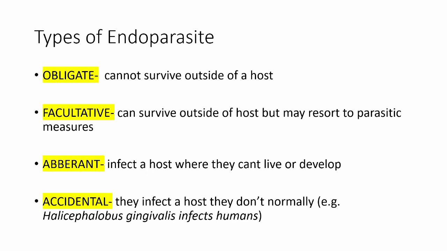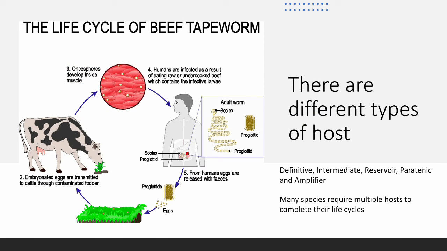Just as there are different types of parasite, there are also different types of host. A lot of parasites require multiple hosts in order to complete their life cycles. This is called an indirect or complex life cycle, which requires 2 or more hosts, in comparison to a direct, simple life cycle, which only requires 1. Parasitic infections can therefore cause zoonoses, diseases that cross the species barrier.